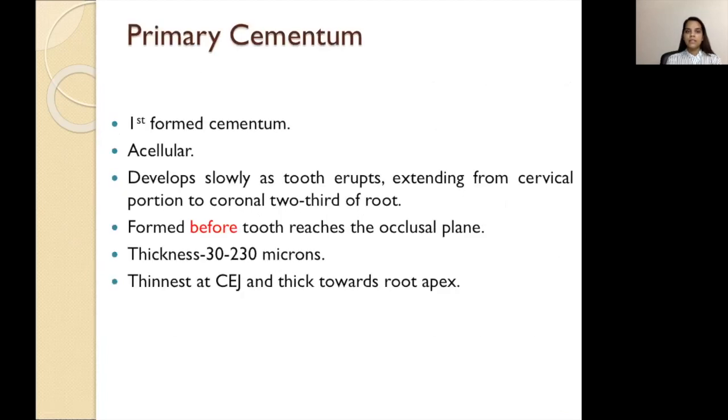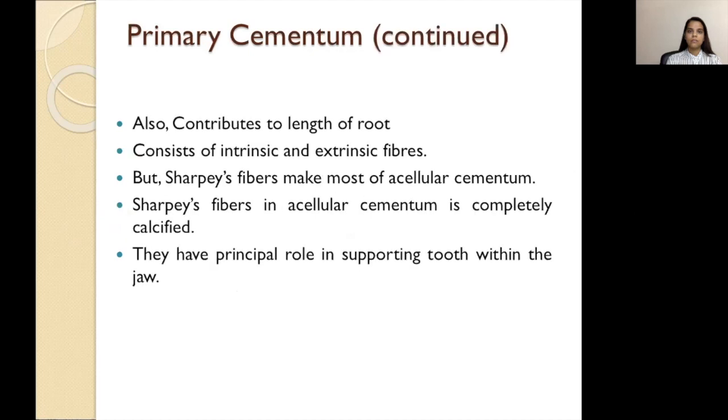The primary cementum is the first formed cementum. As I said, it is acellular, develops slowly as the tooth erupts, extending from the cervical portion to the coronal two-thirds of the root. It is formed before the tooth reaches the occlusal plane. Its thickness is 30 to 230 microns. It is thinnest at the CEJ and thick towards the root apex. Also, it contributes to the length of the root.